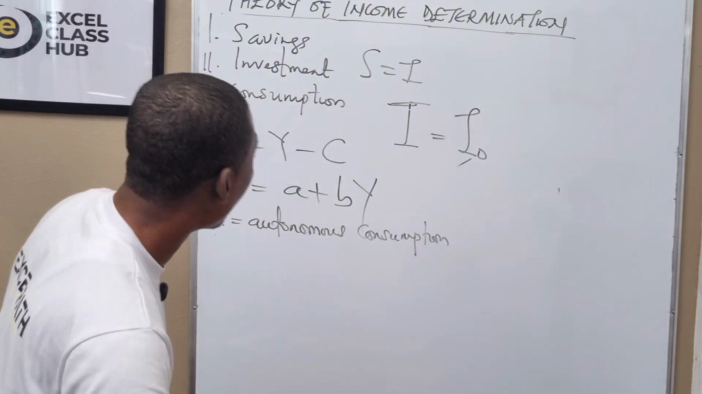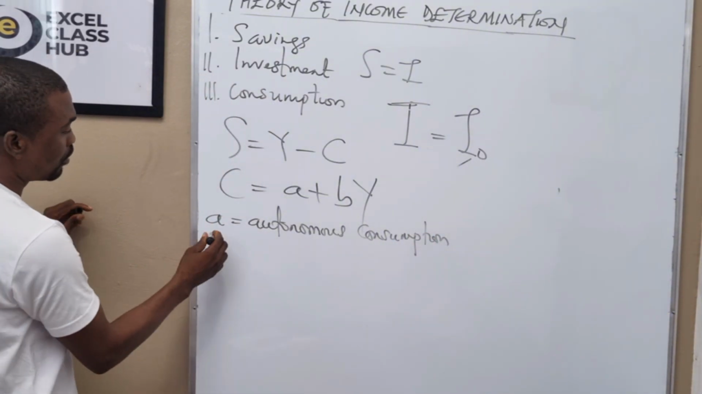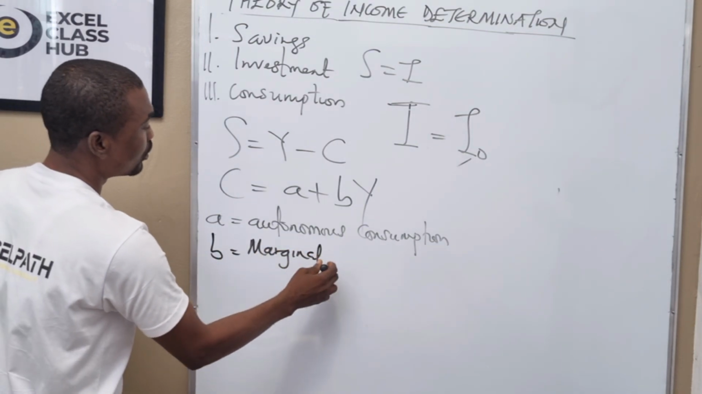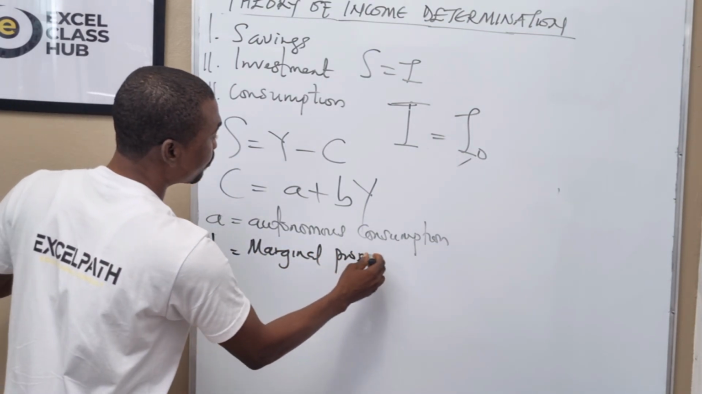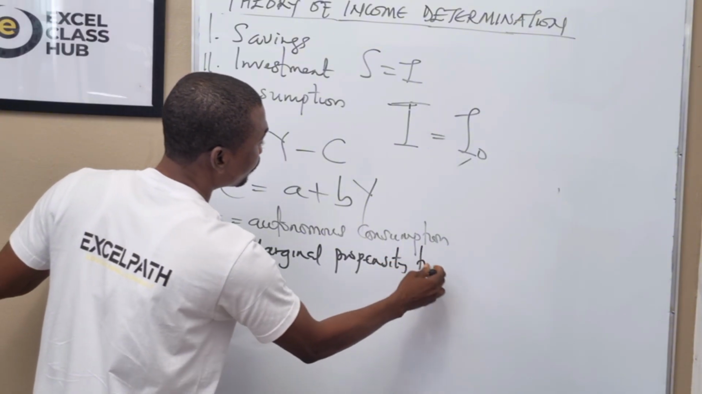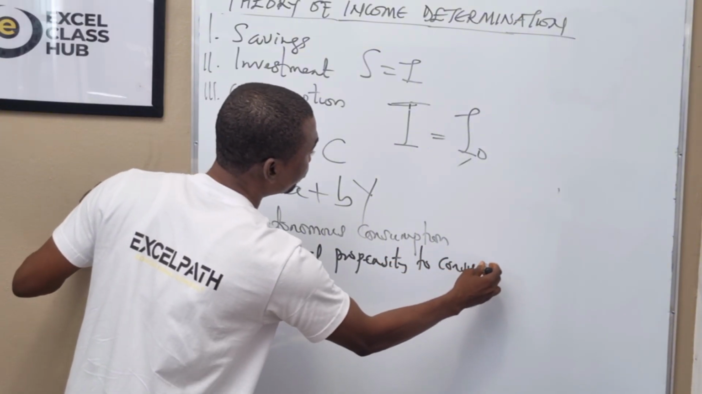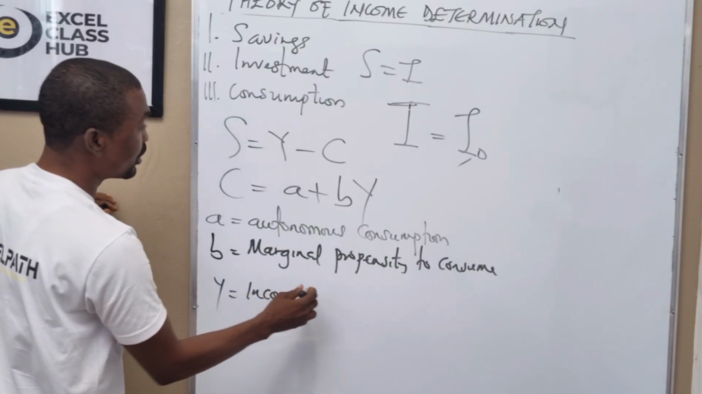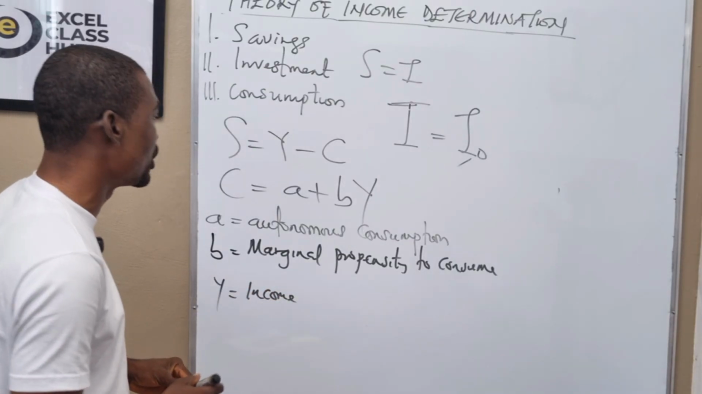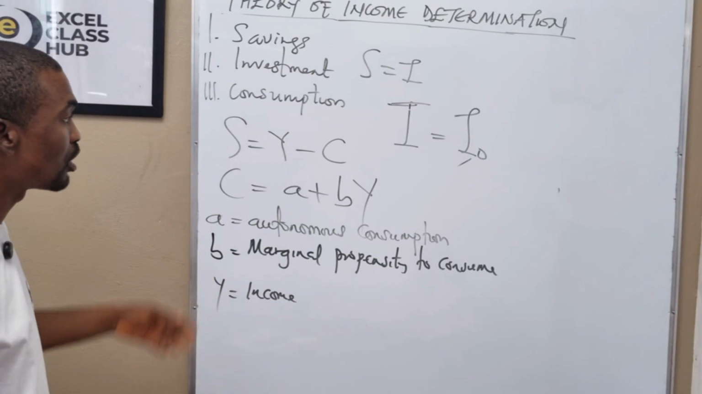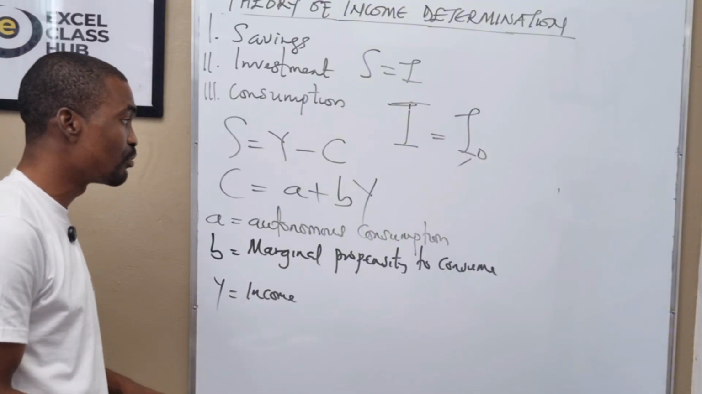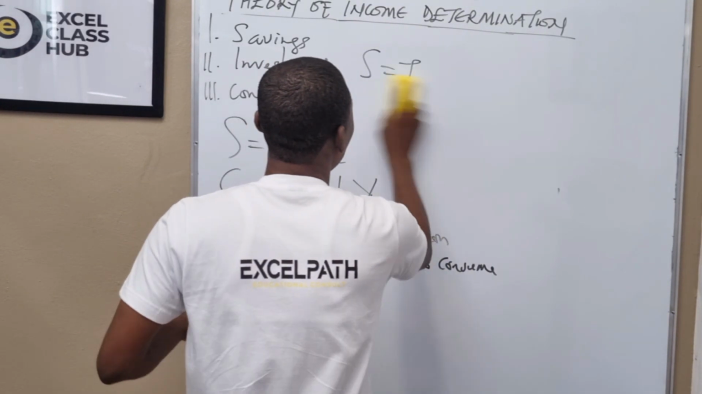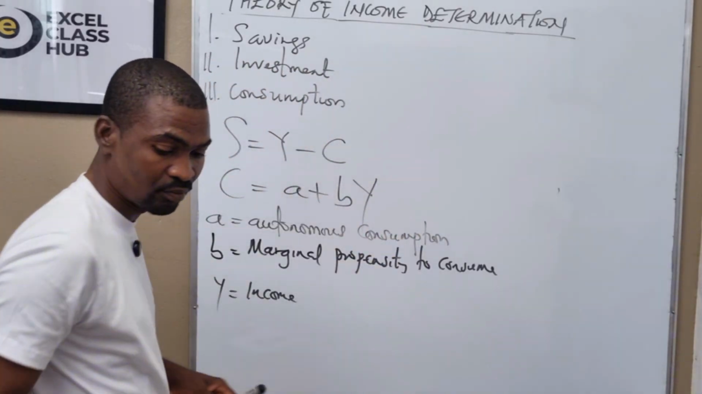Then your B stands for marginal propensity to consume. And your Y stands for your income. Now let's look at the relationship between savings, consumption, and investment.